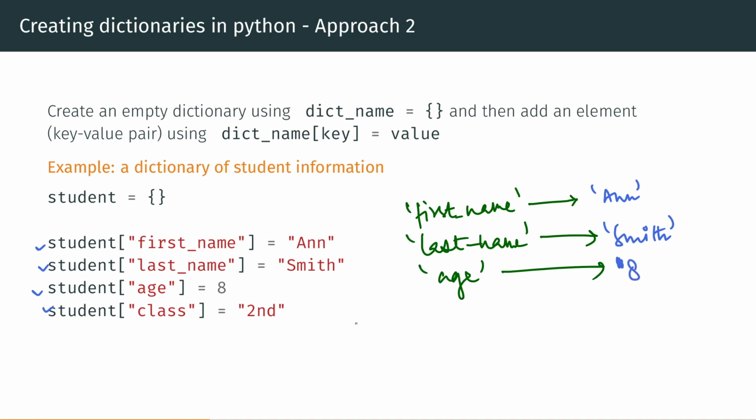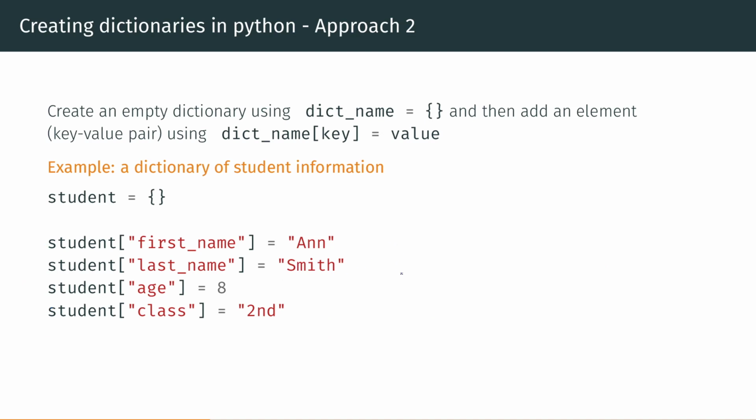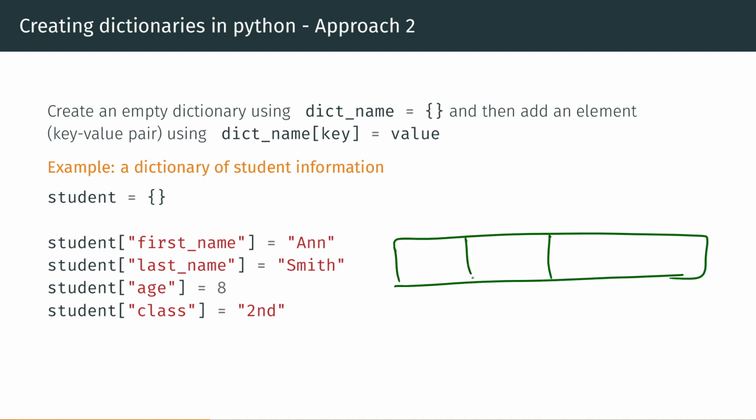Finally, it would add another key called class, which will have a value second. So by the time you're done executing all 4 statements, your list would look like this. It will have 4 elements.